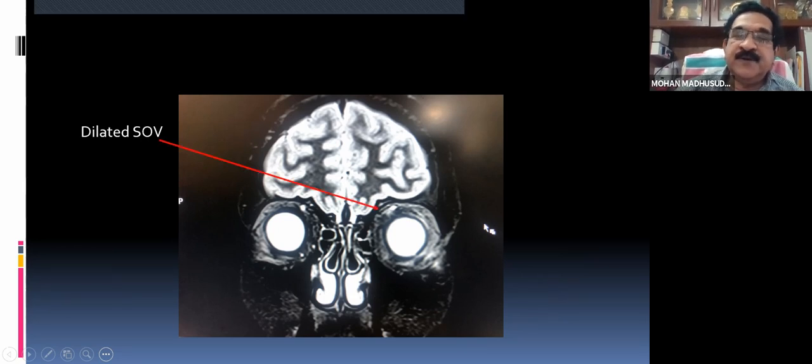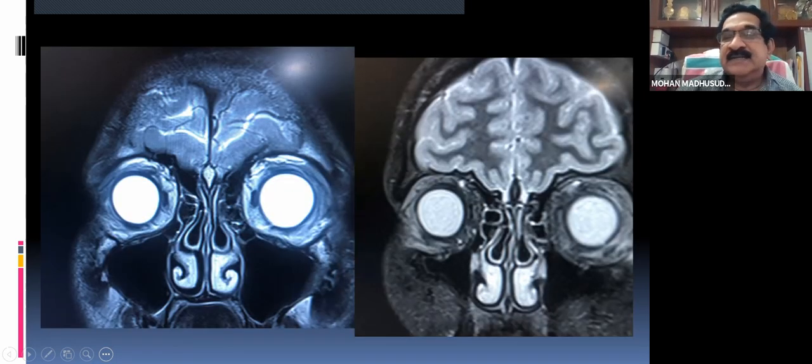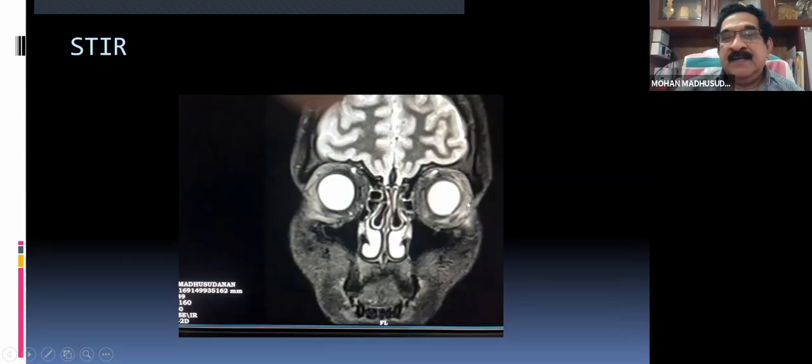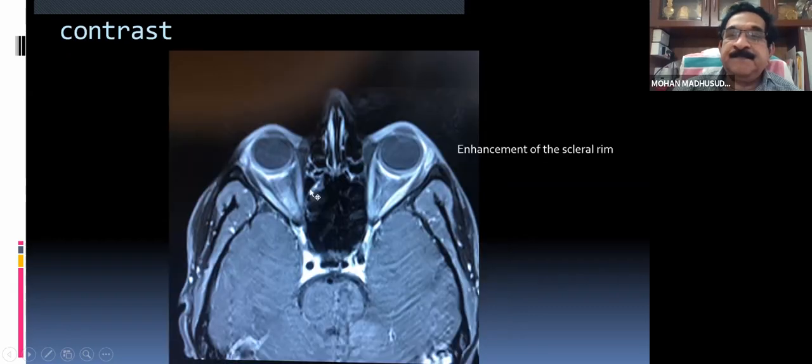Forget about that. The surrounding periscleral tissue is also thickened and hyperintense. Did you see that thing on the left side? Bilaterally hyperintense, more on the left side. If it is symmetrical, I cannot make it out, but if it is asymmetrical, we have to give it some significance, even though we do not know what the lesion is. The second STIR sequence is also showing hyperintensity.